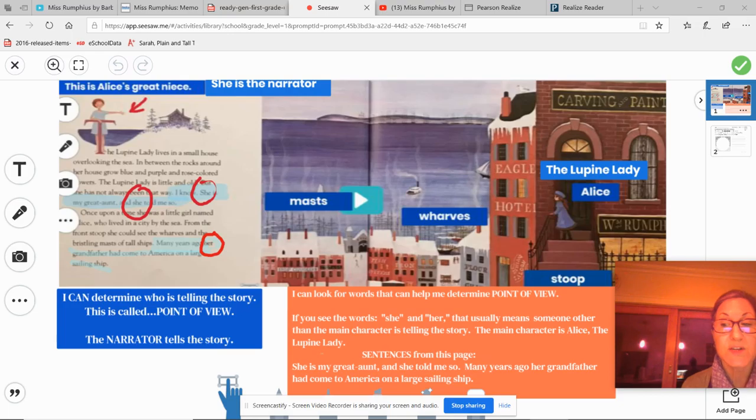So on the next page, you're going to draw a picture of Alice's great niece. And on the lines, you'll just simply write, the narrator is Alice's great niece. Thank you, boys and girls. And that was a brief lesson on point of view.